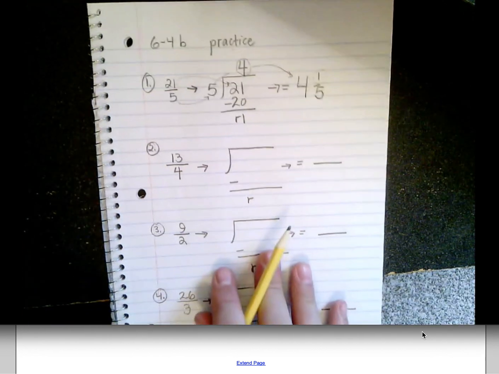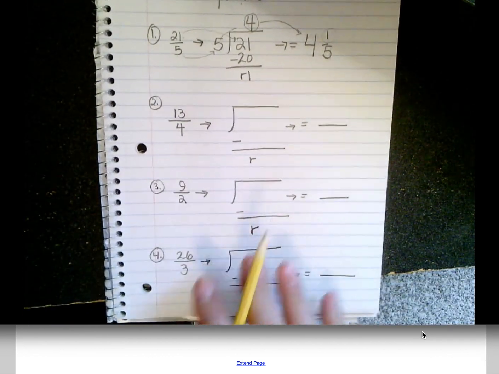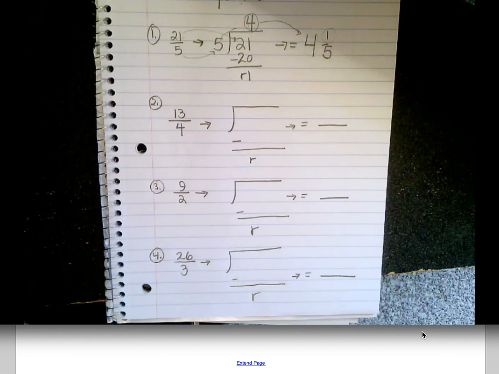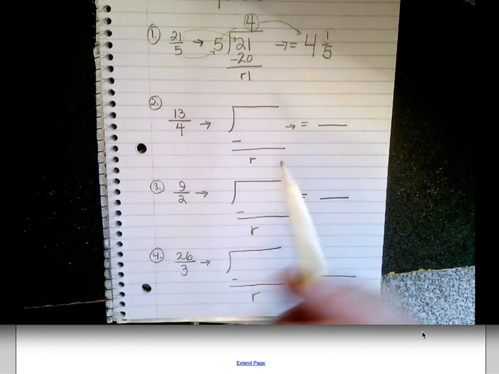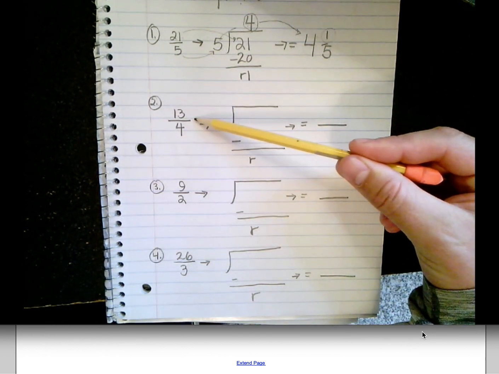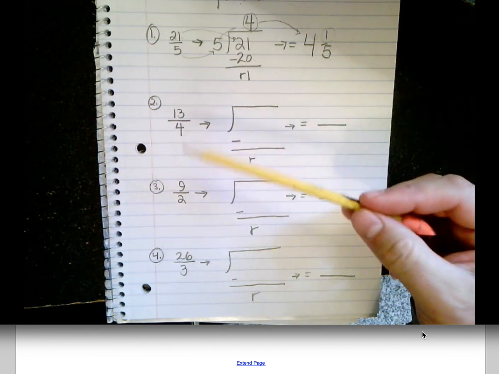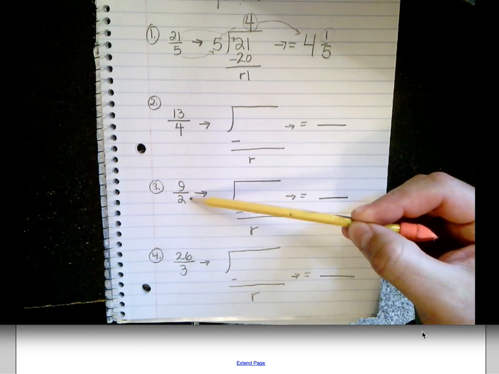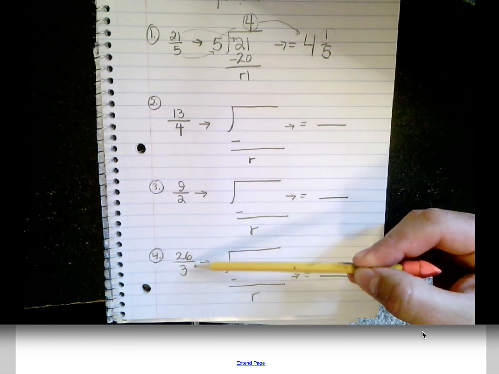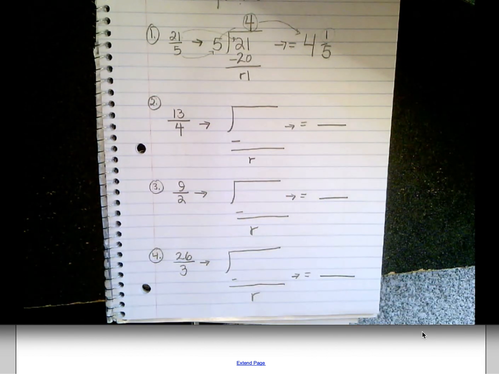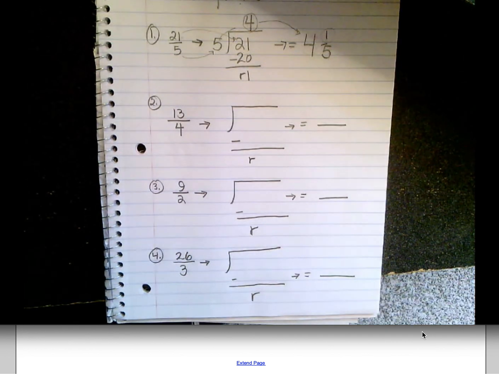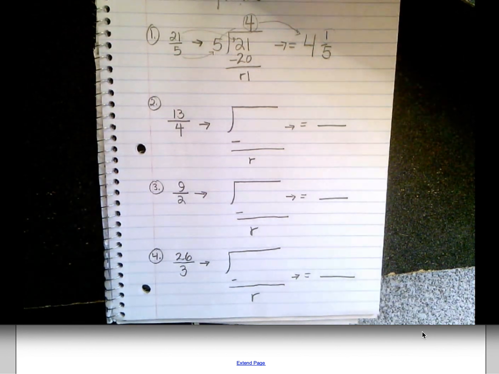Here are the 3 problems we would like you to work on. And would you please take a picture of it and send it in with your work to your teachers. Number 2 is 13/4. We're going to divide that. I set up the subtraction and the remainder for you. 9/2, 9 divided by 2, 26/3. Push pause. I'm going to go ahead and get to work with you in just a moment. So push pause and press play when you're ready to check your work, because we'll do it together.